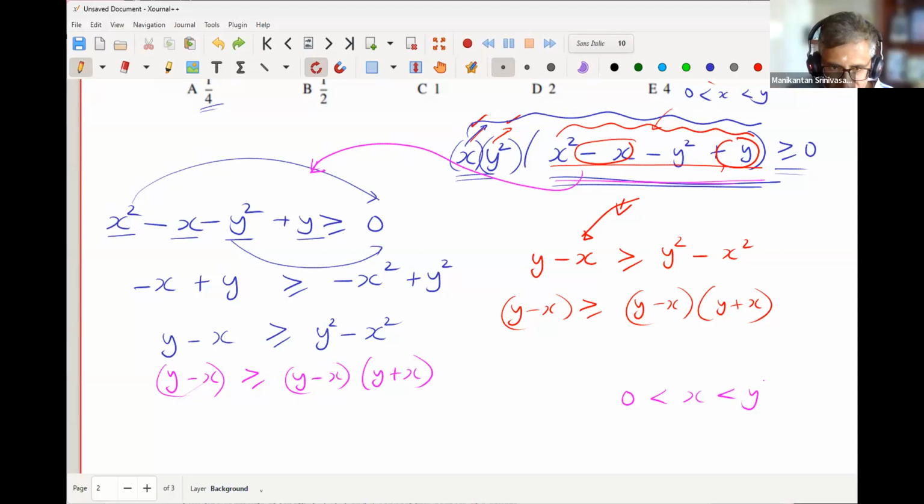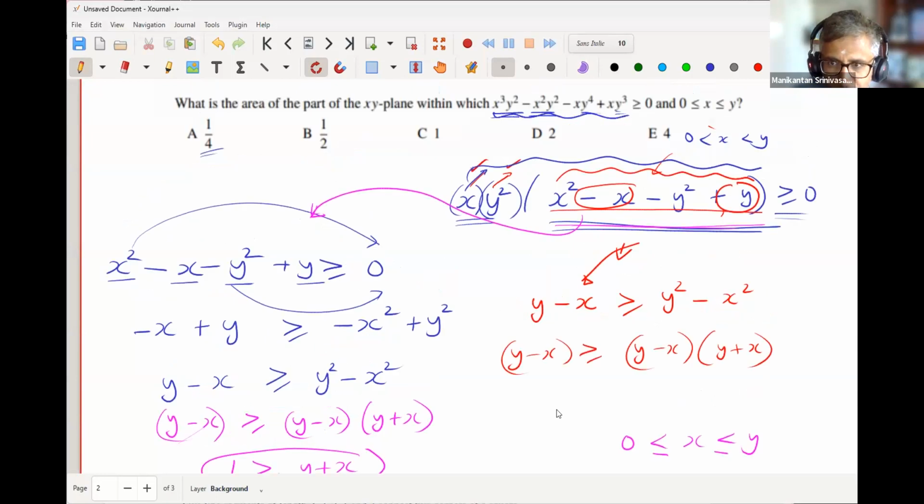And then I'll just finish it off. Suppose y minus x is greater than 0, then this reduces to 1 greater than or equal to y plus x. Now suppose it is actually equality, then no problem. If y equal to x, then this will anyway be 0.